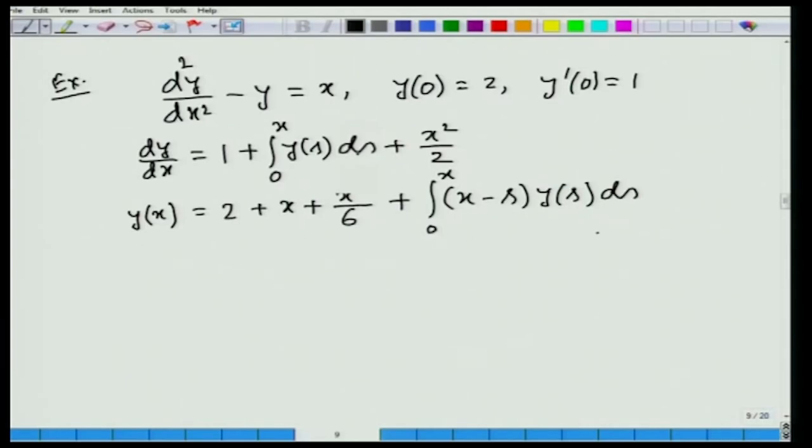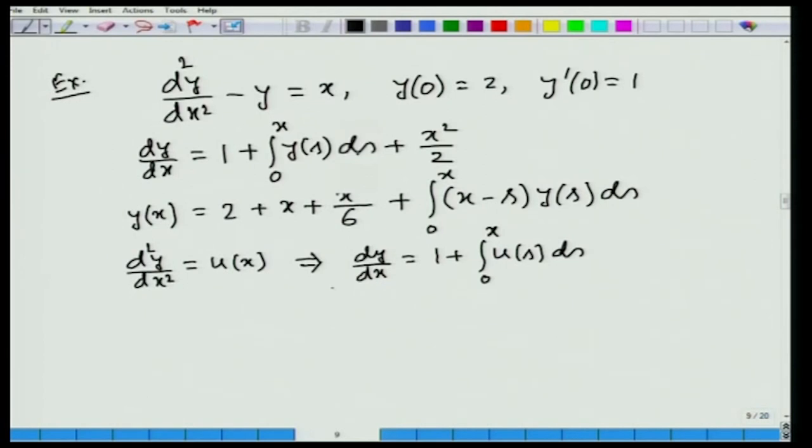So, this is an integral equation in terms of the unknown function y. But if you use the notation d 2 y d x 2 equal to u x, then integrating from 0 to x, we can find d y d x equal to 1 plus integral 0 to x u s d s, and again by integrating this expression we can find y equal to 2 plus x plus, again using the replacement formula, integral 0 to x x minus s u s d s. So, d 2 y d x 2 equal to u x, and y is this one.